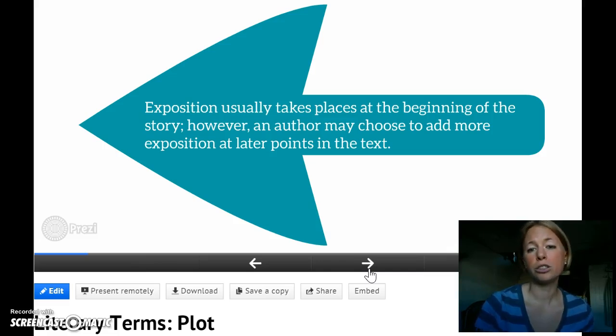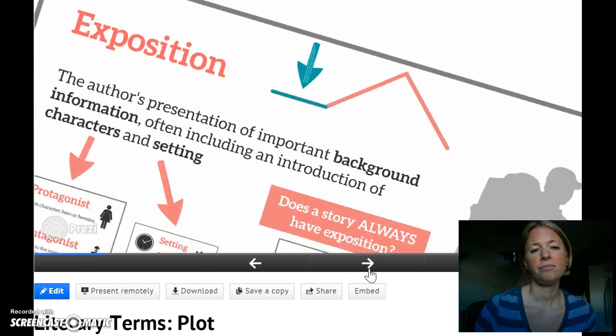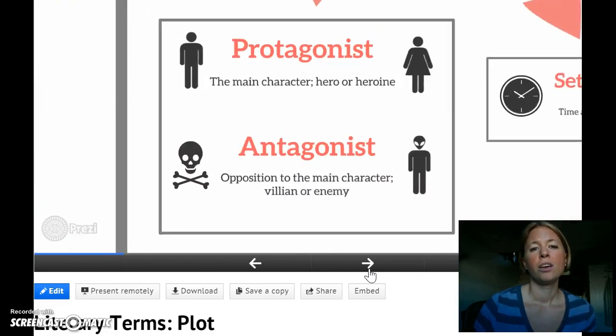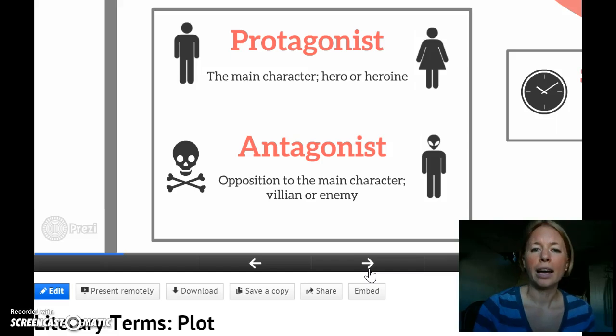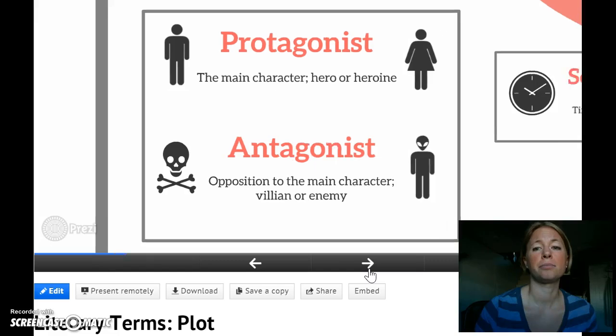However, an author may choose to add more exposition at later points in the text, where you learn more about characters' background. So we will likely meet our protagonist, our main character, the hero or the heroine during our exposition, and we will also likely meet our antagonist, a character or a force who creates opposition to the protagonist. This will lead to conflict later in the story.